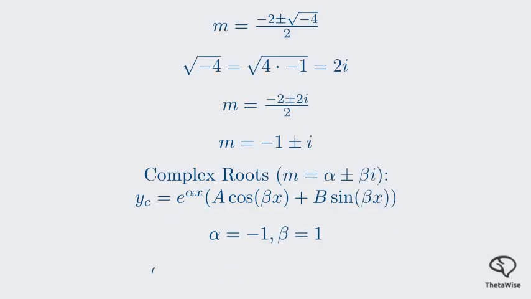Plugging in our alpha and beta, the complementary solution is yc equals e to the negative x times the quantity a cosine x plus b sine x. The constants a and b are arbitrary constants of integration. Great. We have yc. Now we need to find the particular solution, yp.